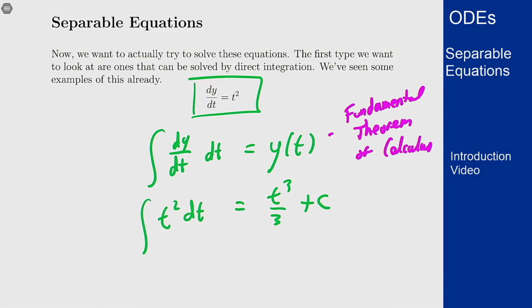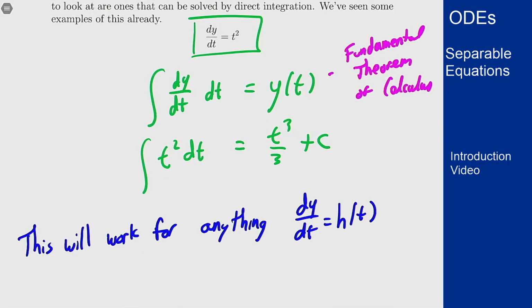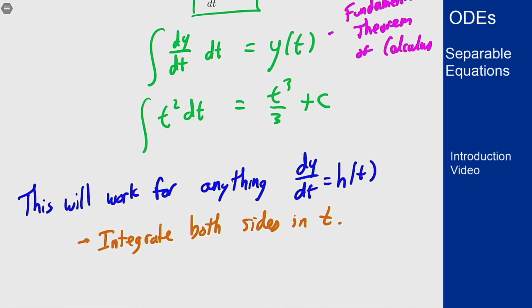And so clearly this idea will work as long as the right-hand side here is only a function of t. The process being you integrate both sides in t. One goes to y by the fundamental theorem of calculus, the other goes to a function that we can find, and that gives you your answer. Now, is this all this will work for? Well, the answer here is no.